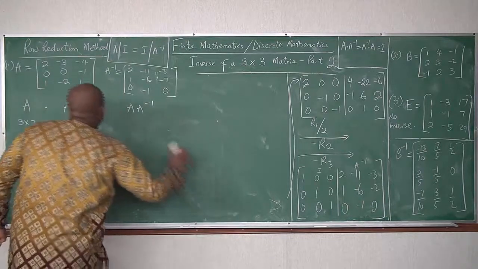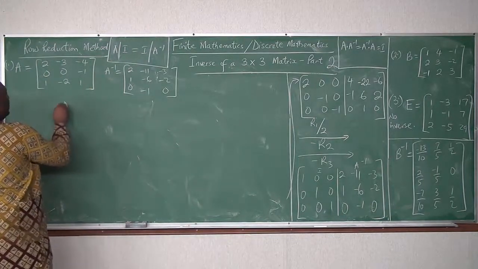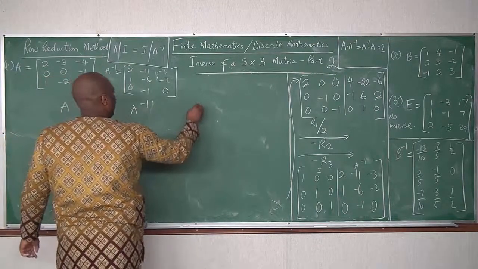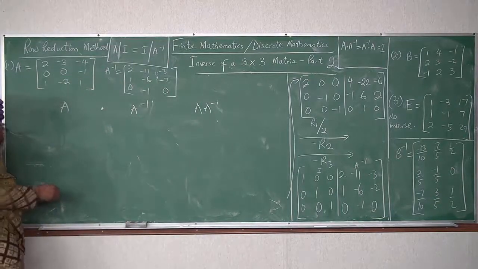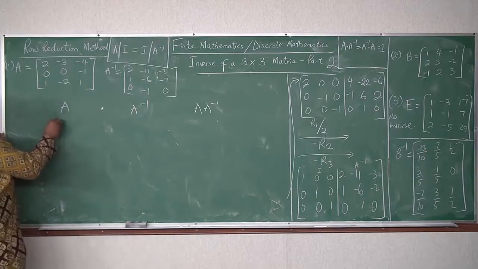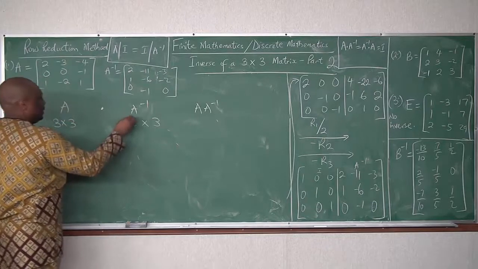Let's write it here so you can see. This is A times A inverse, and we will have A inverse. Now let us check the conformability for multiplication. This is a 3 by 3 matrix. This is a 3 by 3 matrix.